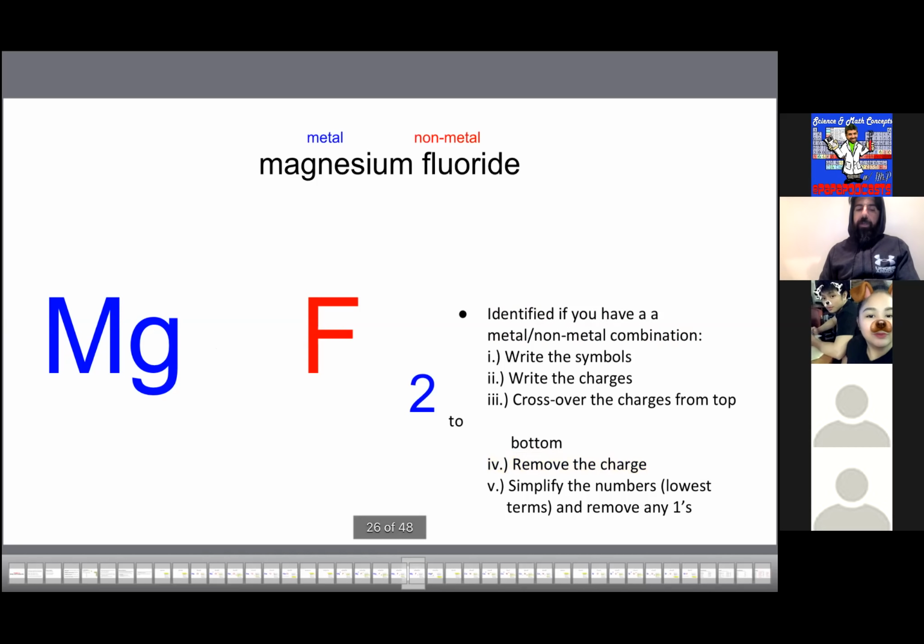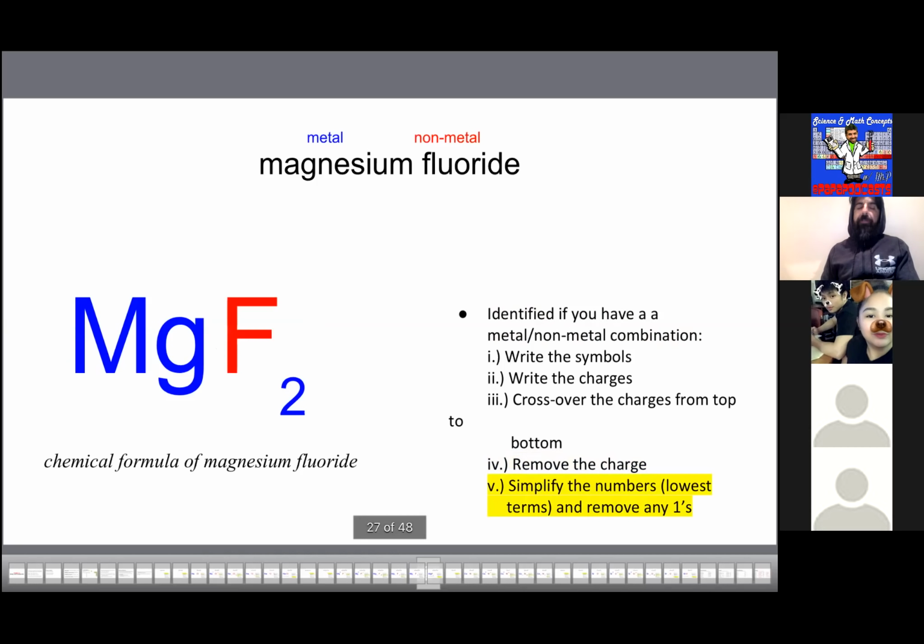Notice how in the formula here, the 1 gets removed. So put this whole thing together so it actually looks like a full formula. And there we have it, MgF2. That's the formula for magnesium fluoride.